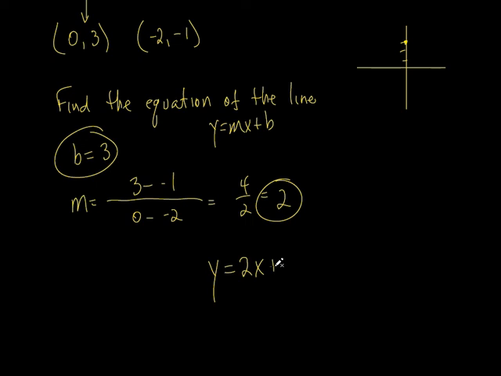2x plus 3. And that's it right there. That's the equation of the line that goes through these 2 points. Right? You don't really have to graph these things, do you? I'm just doing it kind of for fun right here. But you don't really have to graph these. But that's what the graph would be right there.